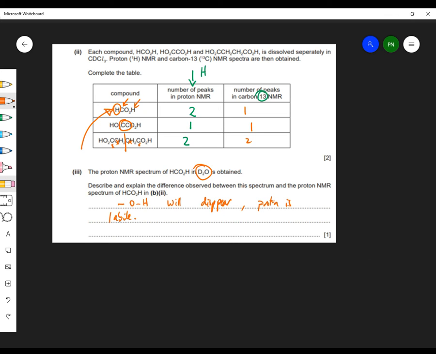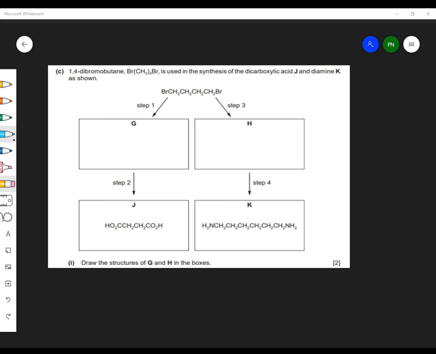Now, there's nothing wrong with that, but I also would like you to say it exchanges with the D2O. Okay, so some of you said this, you get OH plus D2O, and you get OD plus DHO. That's a nice way of saying it. This is proton exchange. Okay, hope that one's okay. Let me stop this. Okay, now we've got some mechanisms here.